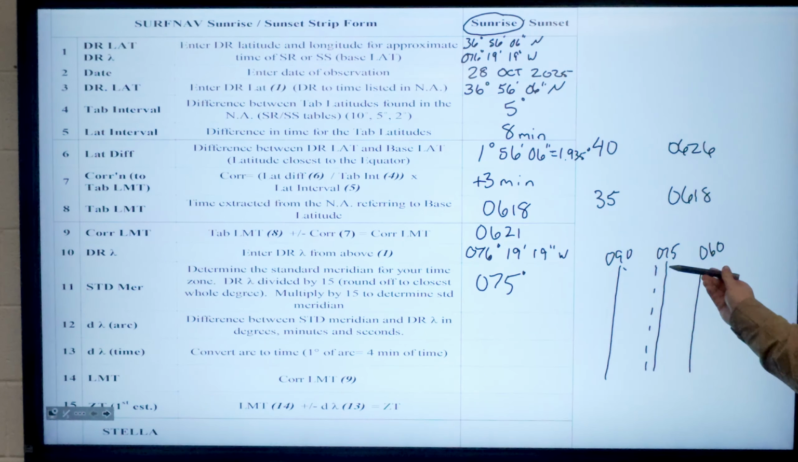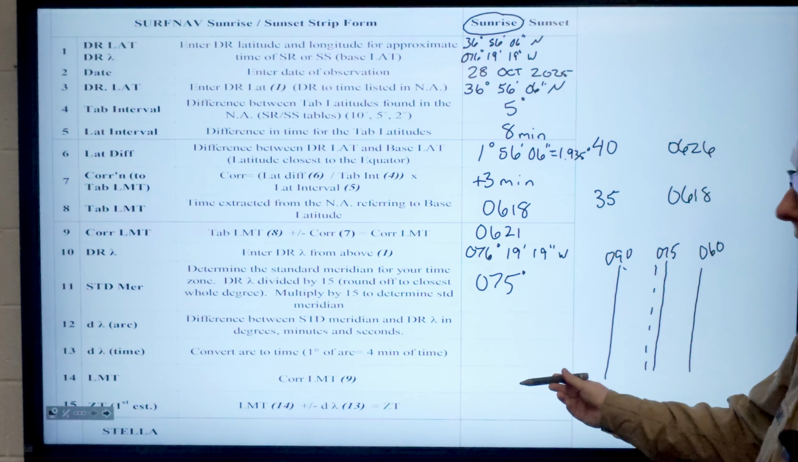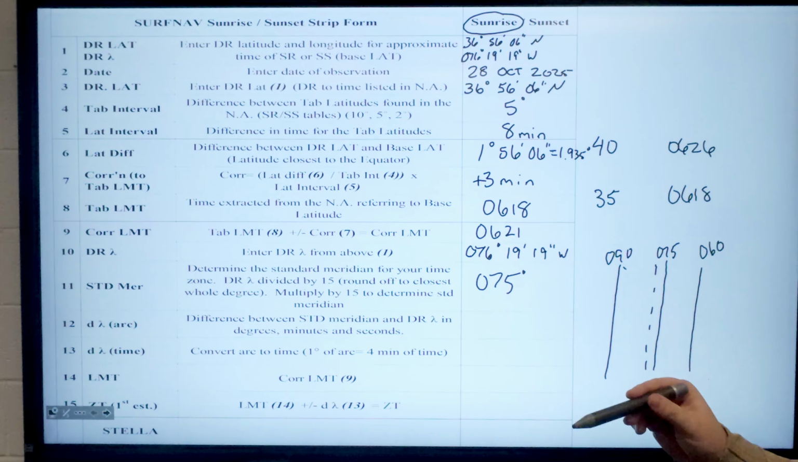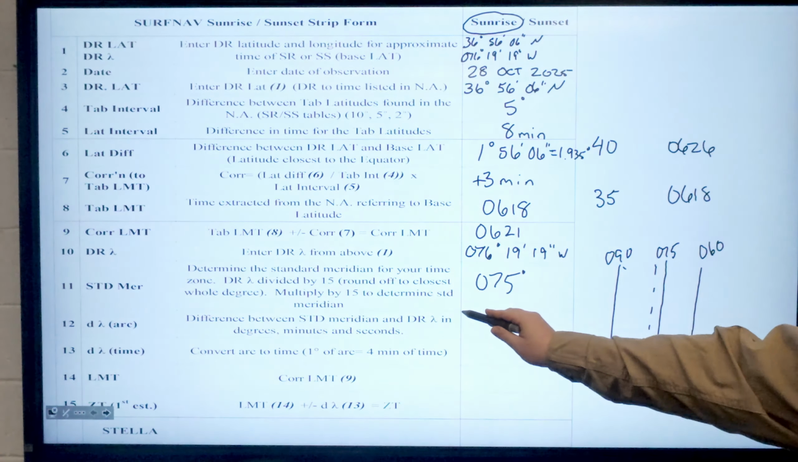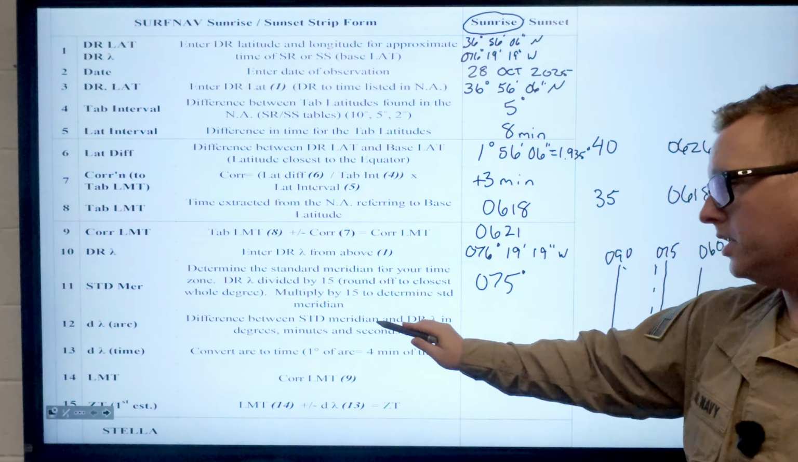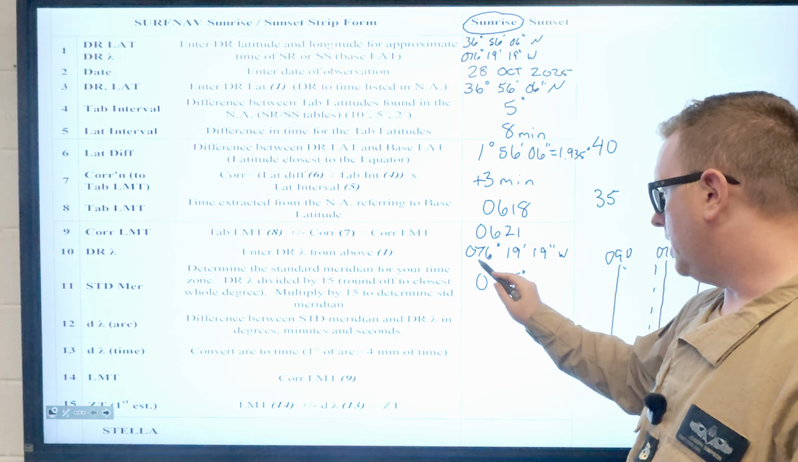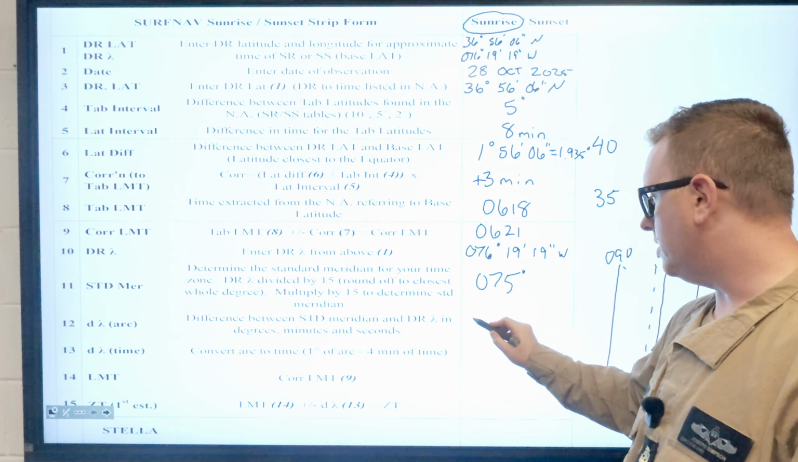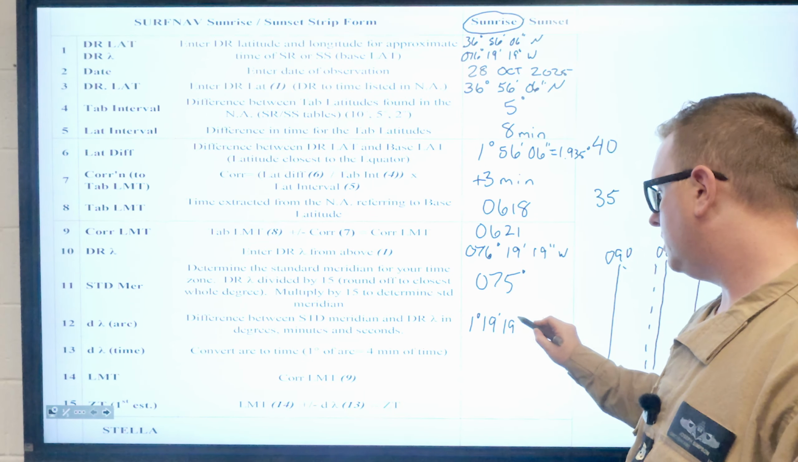Also note what side of that line we are on. We're using 75, we're at 76, so we have to add to get to that point. Once we find this difference, we're going to end up adding that later. Number 12, the difference between standard meridian and DR longitude in degrees, minutes, and seconds. Another fairly easy one. You're taking 076 degrees, 19 minutes, 19 seconds west, minus 075. That is 1 degree, 19 minutes, 19 seconds.